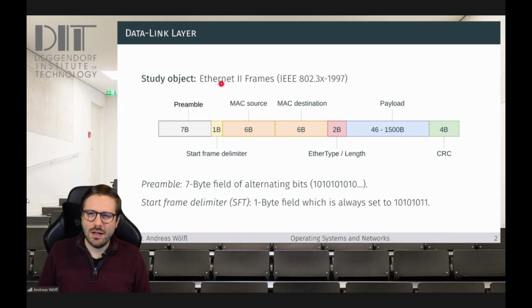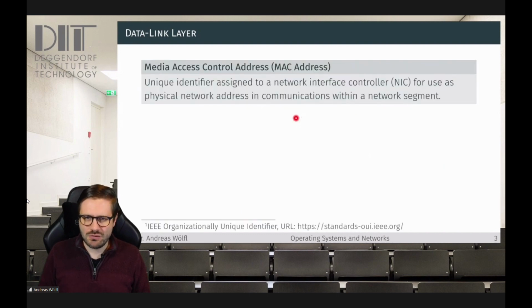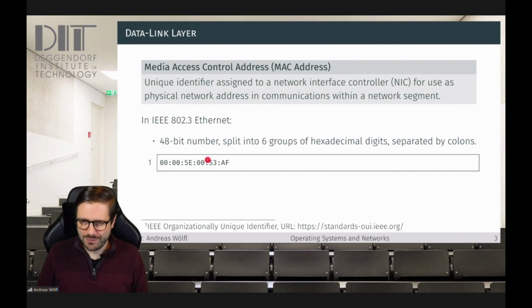Next, there is MAC source and MAC destination. This is the concept, or the way, of physical addressing. It's a unique identifier. It's 48 bits long, and it's specific to the network card that you have built into your computer. So every network card ships with a pre-configured and pre-installed MAC address. And this MAC address looks like this.